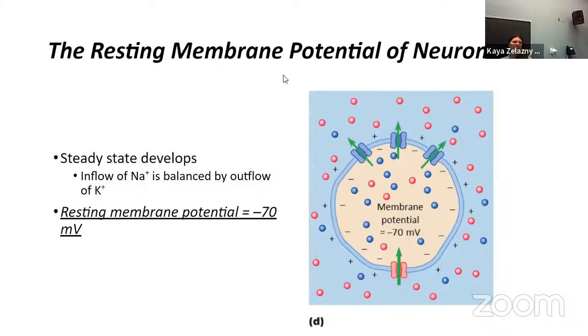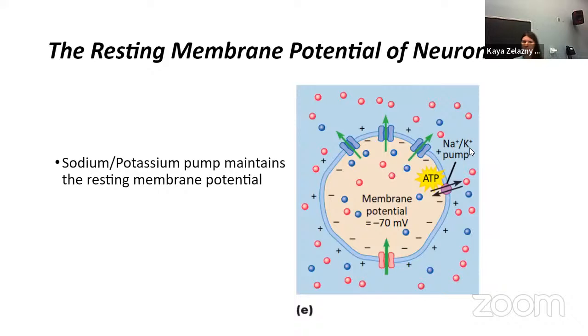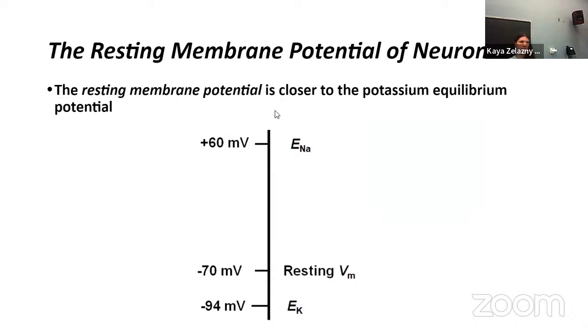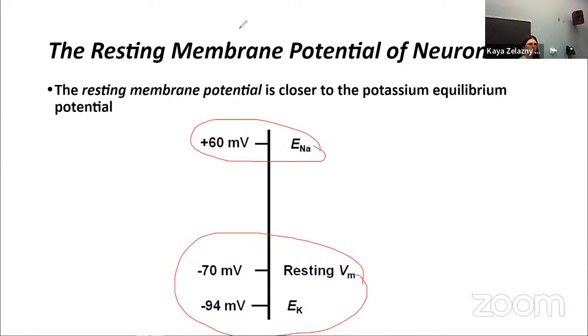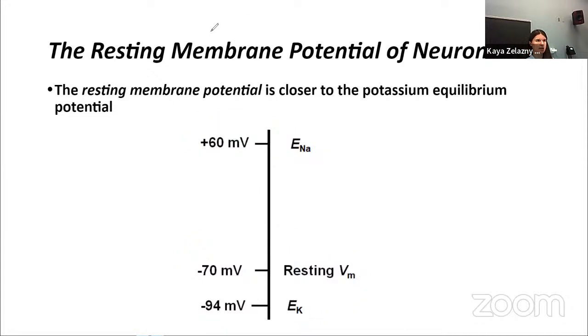So when we're at the steady state, everything's kind of balancing out. That is at -70. And then that sodium potassium pump is keeping us stable at this state. Here's that illustration from the first slide, showing us that we are much closer to our equilibrium potential for potassium than we are to our equilibrium potential for sodium. So potassium is really keeping us down. Potassium is kind of driving this negative resting membrane potential because the cell is so permeable to potassium at the moment.